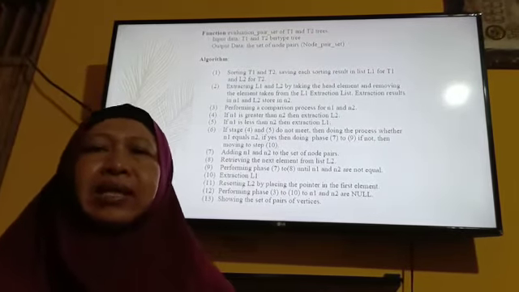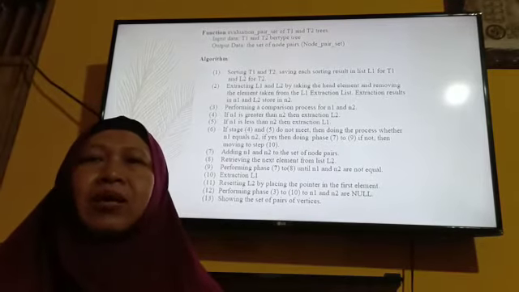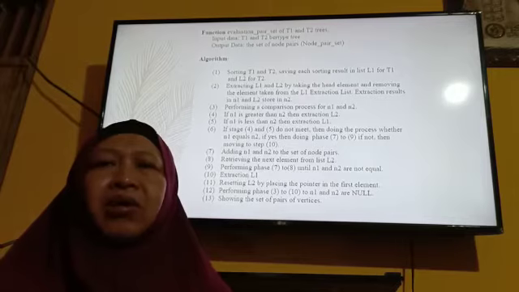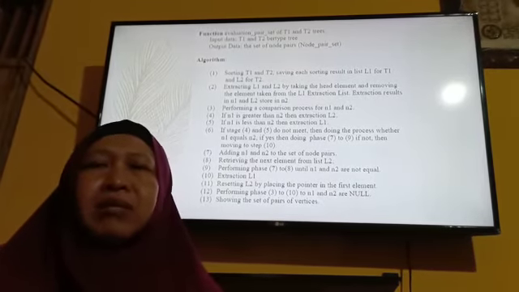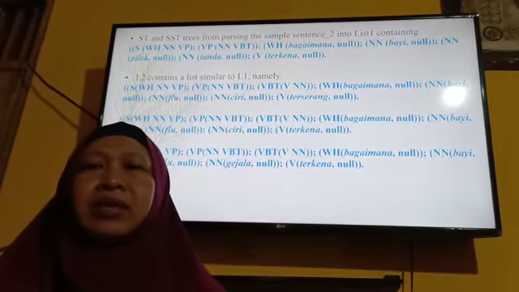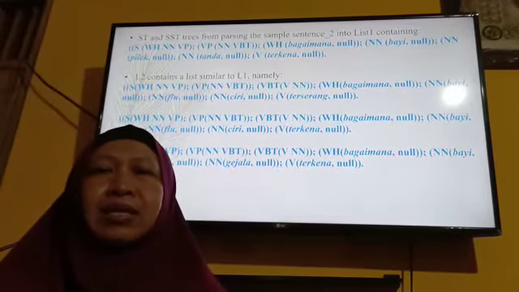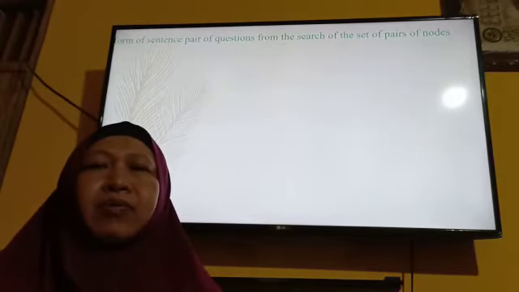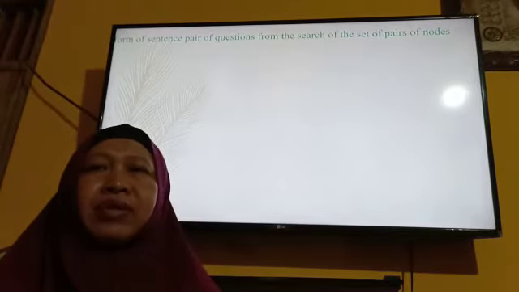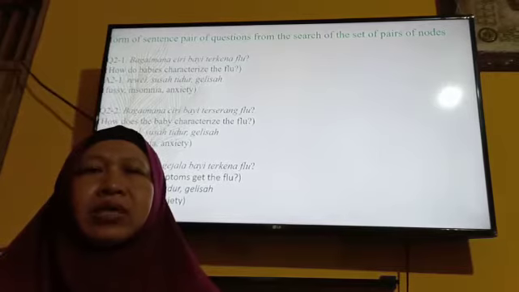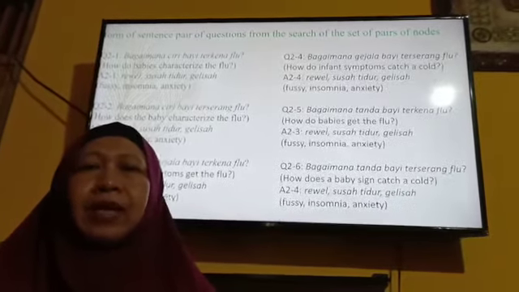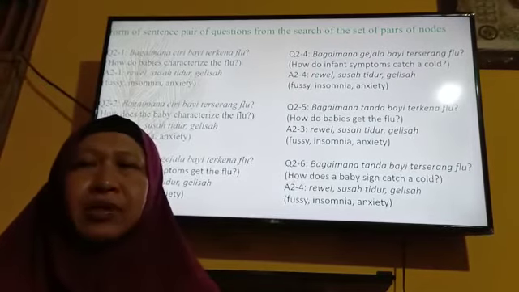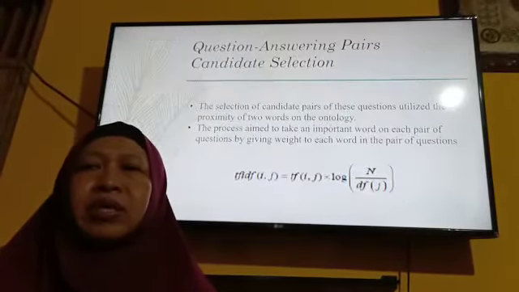We create the algorithm like this. Function evaluation per set of T1 and T2 tree. Input data is T1 and T2 type tree, and output data is the set of node pairs. This is the algorithm, and the result from the algorithm is we have a list L1 containing the tree from parsing the sample sentence, and L2 contains a list similar to L1. And then from the form of sentence, pair of question from the search of the set pair of the node, this is the result. We have key 2 and answer 2, and then key 2 seeks until we have key pairs.